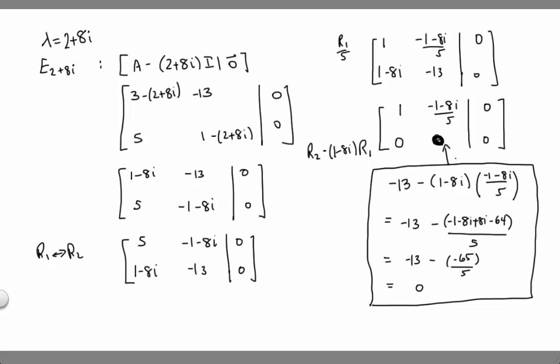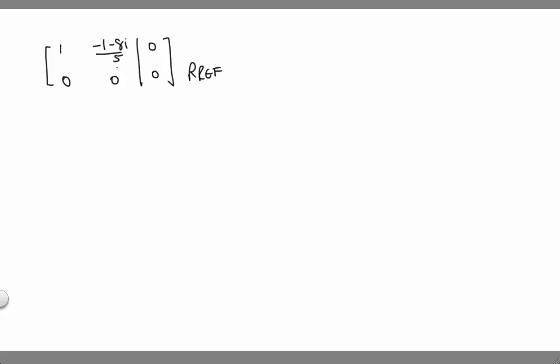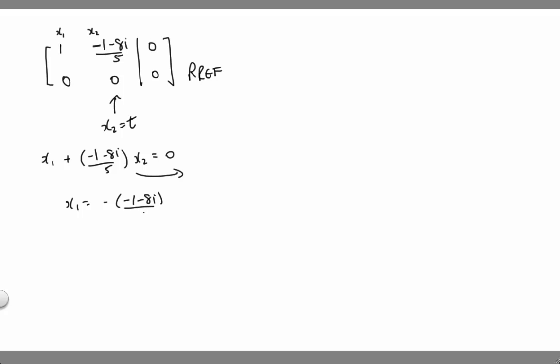Okay, from there, let's think about solving the system. So we'd have a single parameter, x2 would be t. Usually when we're talking eigenvectors, we're just generically calling our variables x1, x2 here. So x2 equals t, and then let's think about our top row. That would be saying x1 plus minus 1 minus 8i over 5 times x2 equals 0. Okay, we're going to bring this term over to the other side to solve for x1. So x1 equals minus negative 1 minus 8i over 5 x2, if we're being super careful about the signs.